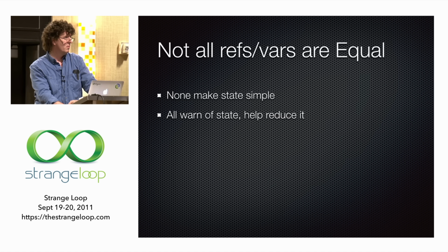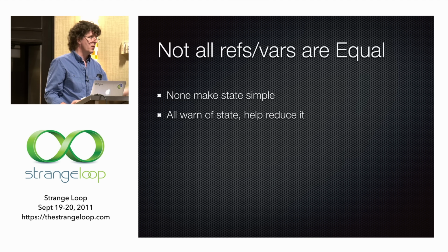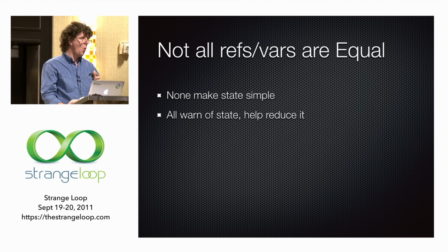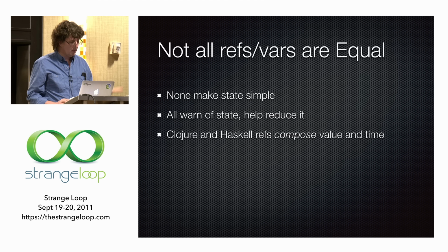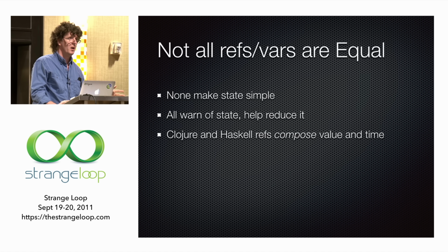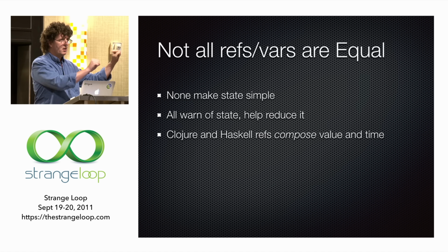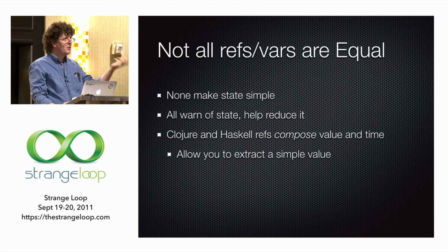But they're not the same. Right? They all do warn you when you have state, and that's great. Most people who are using a language where mutability is not the default, you have to go out of your way to get it, find that the programs they end up writing have dramatically, like orders of magnitude, less state than they would otherwise, because they never needed all the other state in the first place. So that's really great. But I will call out Clojure and Haskell's references as being particularly superior in dealing with this, because they compose values in time. They're actually little constructs that do two things. They have some abstraction over time and the ability to extract a value.